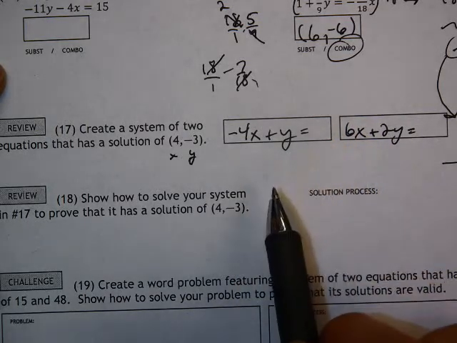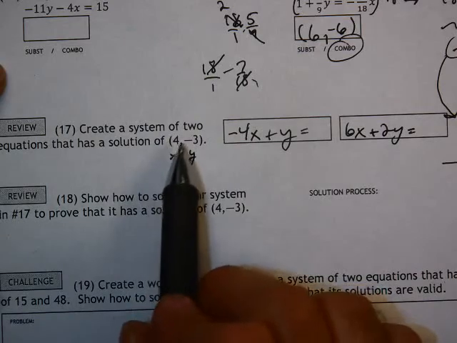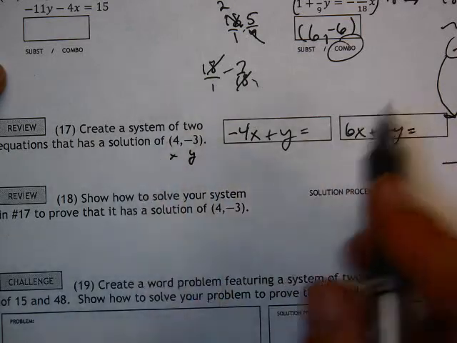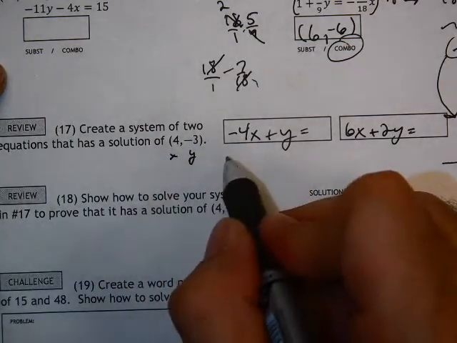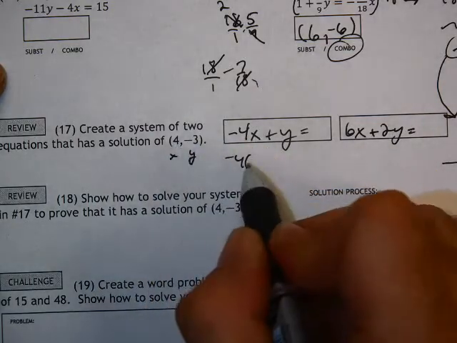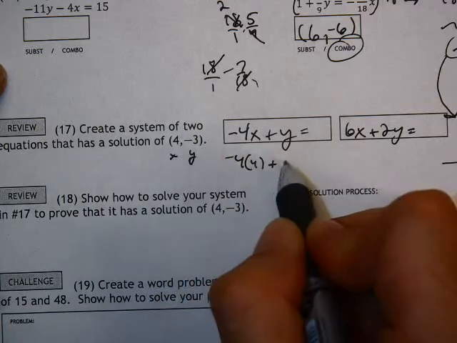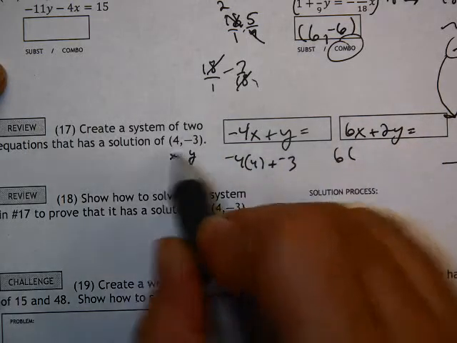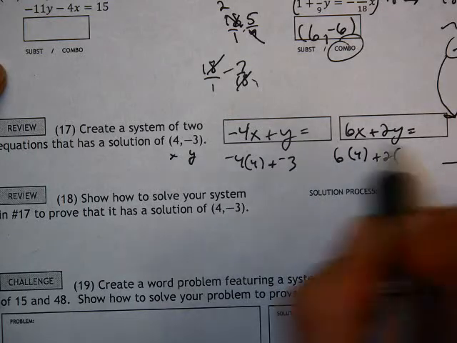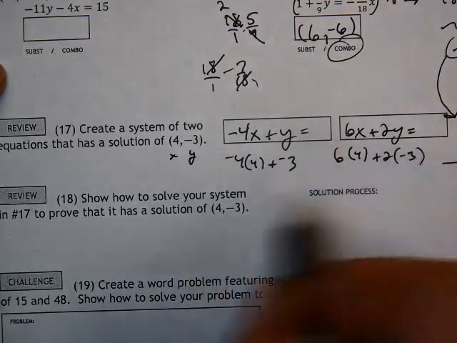Now I'll be able to fill that in because, again, they told us this was our solution. So to get this, all I have to do is plug it in. -4 instead of x, that becomes 4. Plus, instead of y, that becomes -3. On this side, I have 6x, 6 times 4 plus 2 times -3.